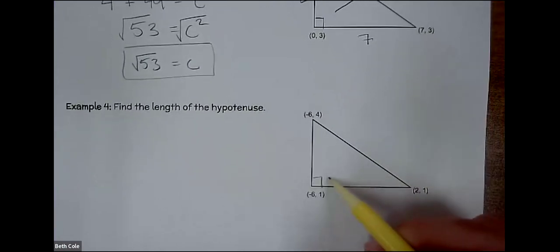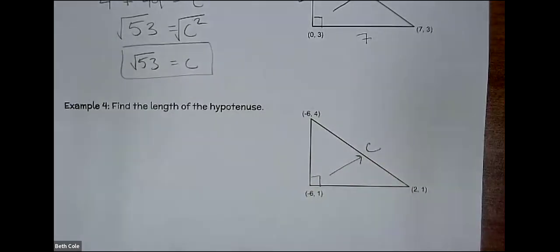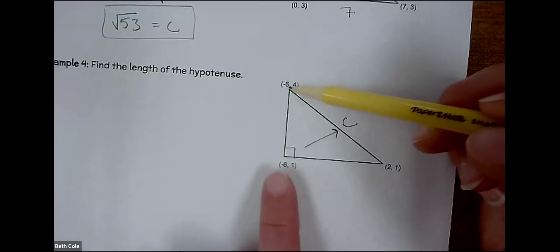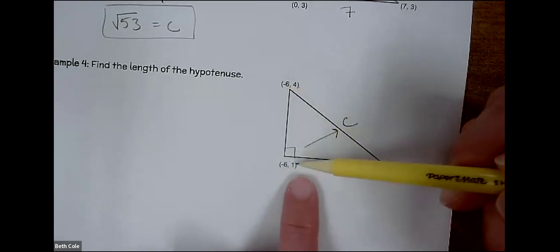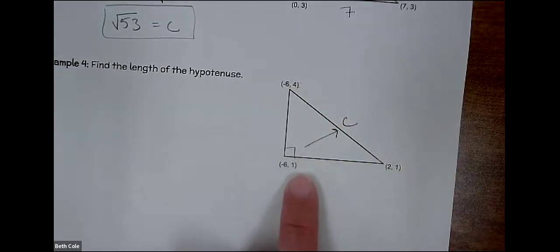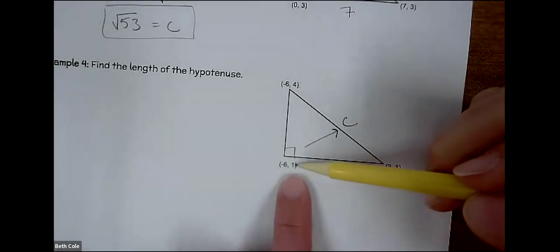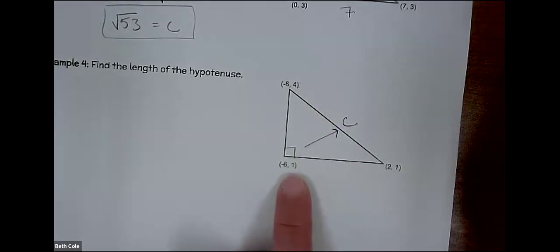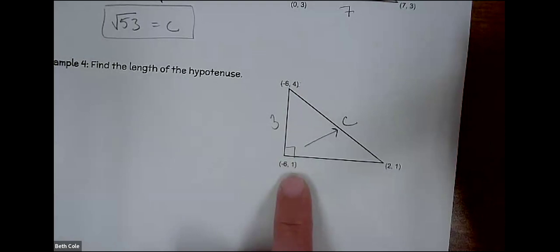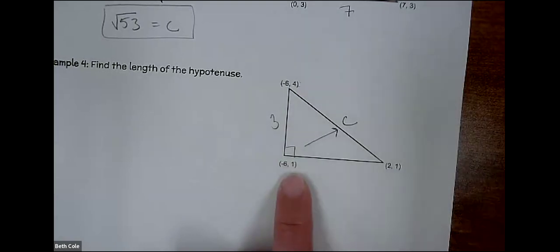Let's try one more. Put your right angle in there. We're trying to find C, but we have to get the distances of the other side. So let's look at these two. Do you see how they both have a -6 in them? Right? So we're not looking at that. We want the distance from 1 to 4. So from 1 to 4 is how far? To get from 1 to 4. Or 4 minus 1 is essentially what we're doing. 3. You're subtracting them. Or 1 plus 3 is 4. I don't care. However your brain wants to do it.